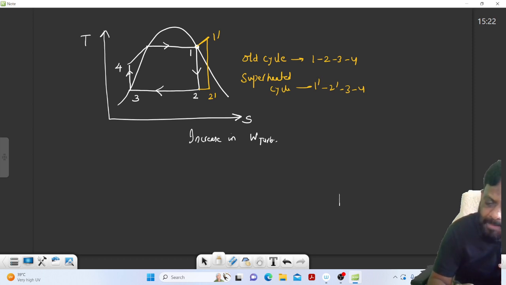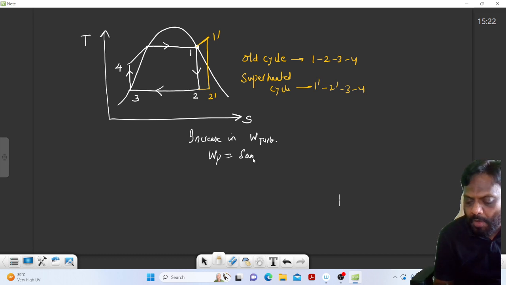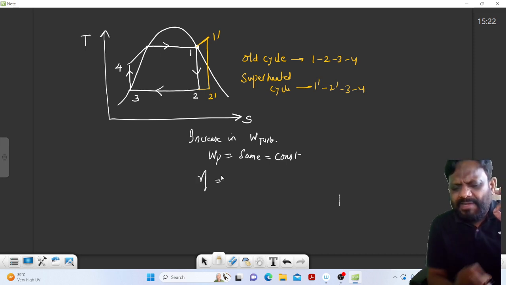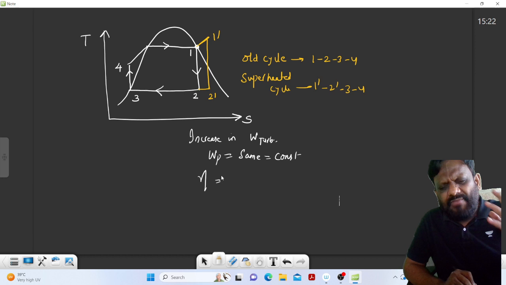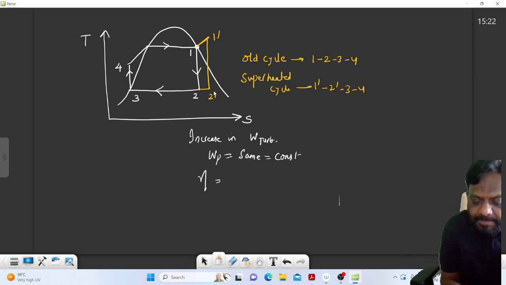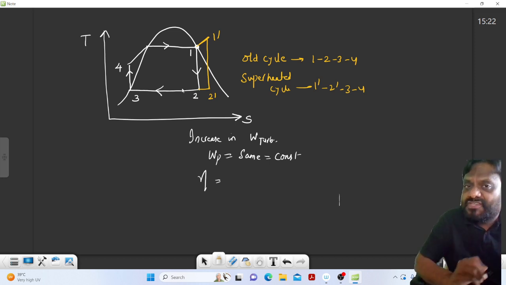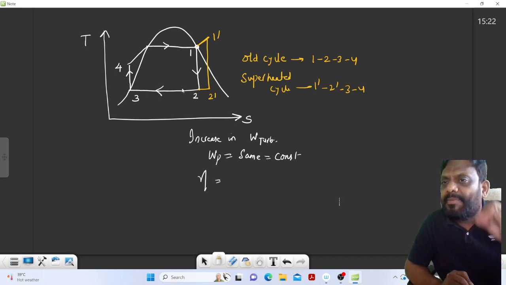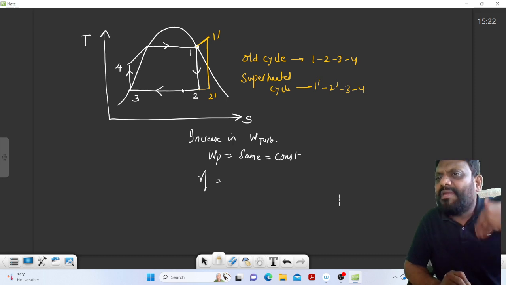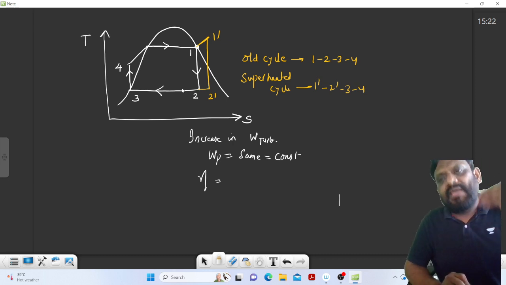Are you touching the pump? Pumping is from 3 to 4. Whether it is the original cycle or the new cycle, we are not touching 3 4. Pump work is same or constant. Next, what is happening to the efficiency? You know, my dear students, when I teach you power plant, I'll be explaining very clearly, already have done so many times. The efficiency for a given temperature of heat rejection is a function of mean temperature of heat addition. Larger the mean temperature of heat addition, higher is the efficiency.